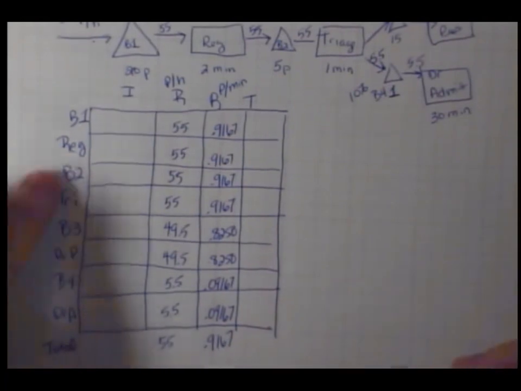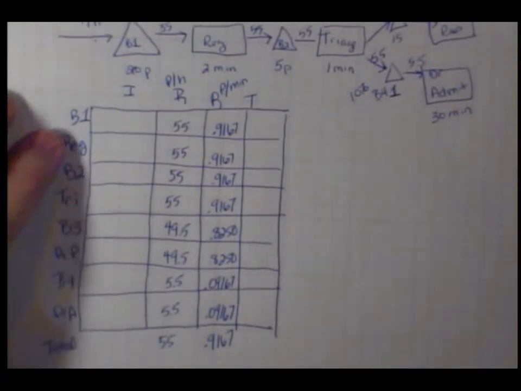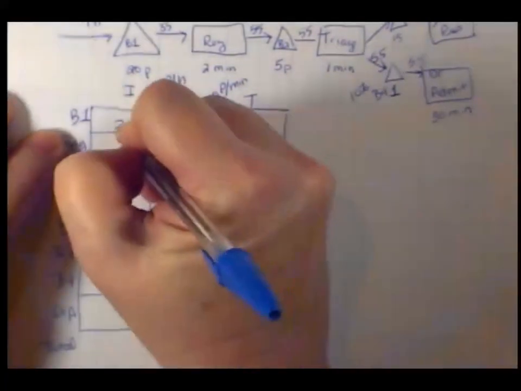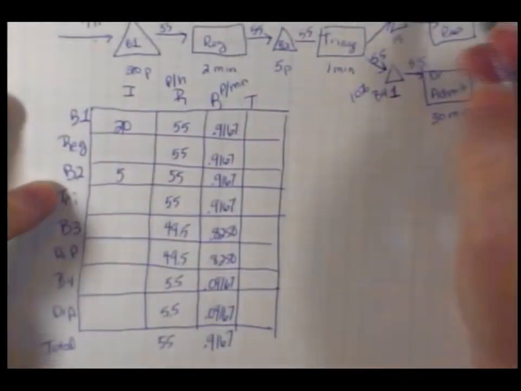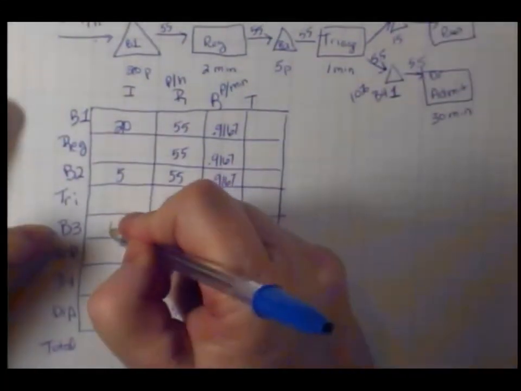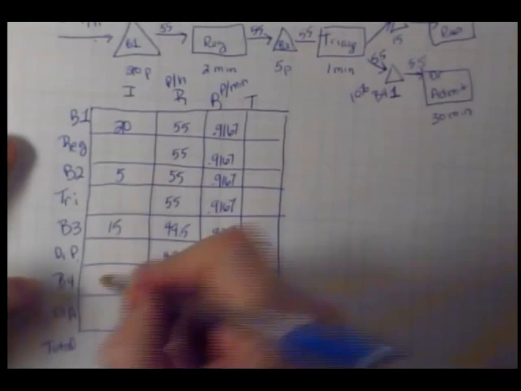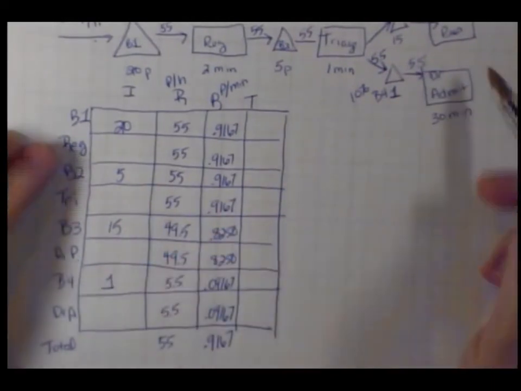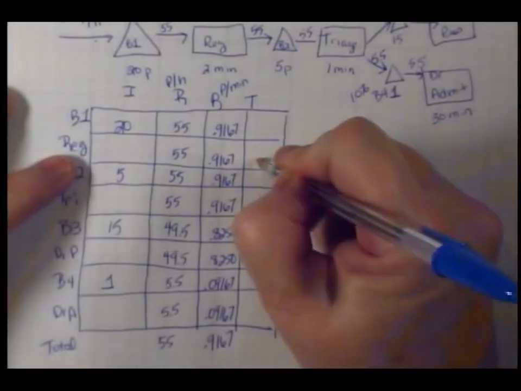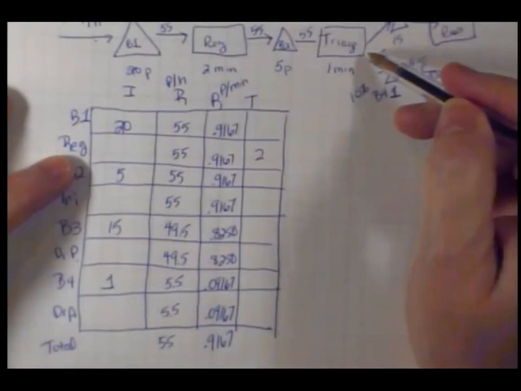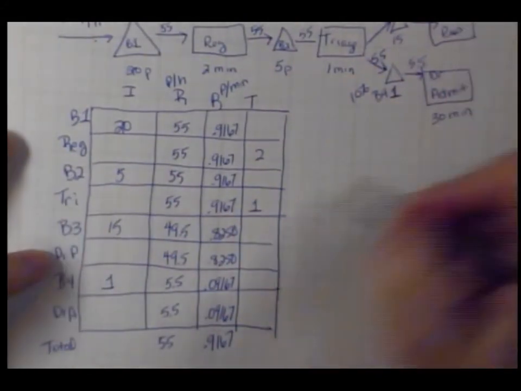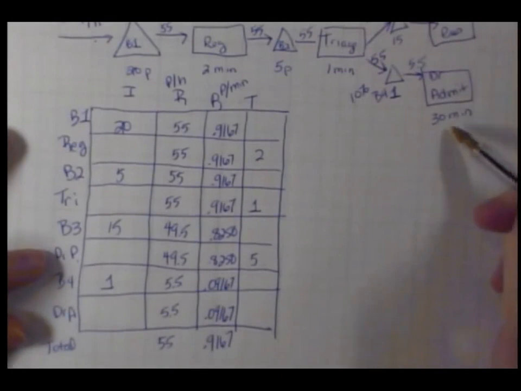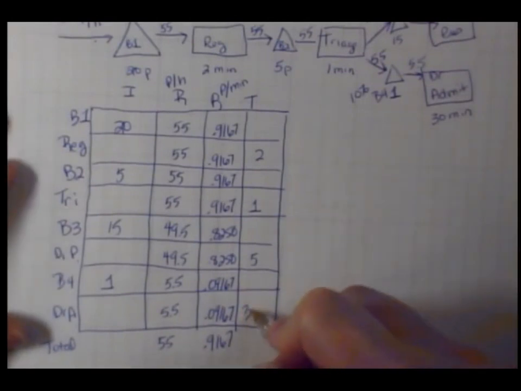I'm going to come back and enter my patients at each buffer. Buffer 1 has 20 patients. Buffer 2 has 5 patients. Buffer 3 has 15 patients. Buffer 4 has 1 patient. My activity times: registration takes 2 minutes. Triage takes 1 minute. Doctor prescription takes 5 minutes. Right? And doctor admit takes 30 minutes.